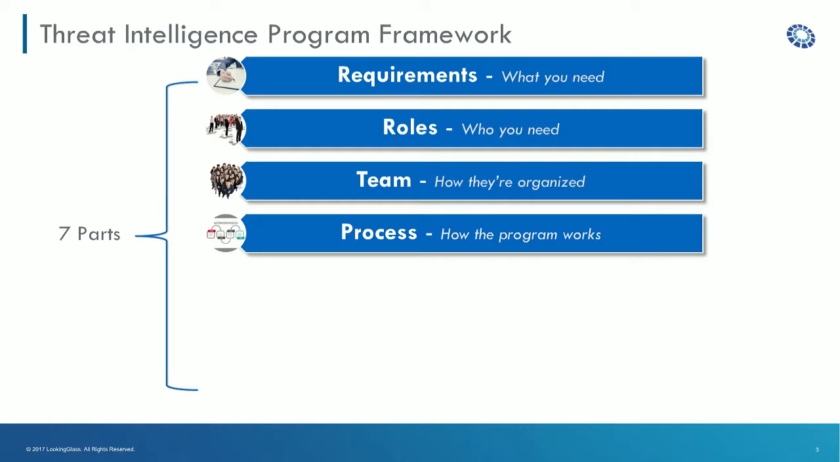The fourth part of the framework we're going to talk about is around the processes in which you organize and define the program. Many times it depends on what outcome you're trying to achieve, whether you're trying to produce an executive report to the C-level suite, or you're trying to push courses of action through an automated system that gets pushed to a firewall.